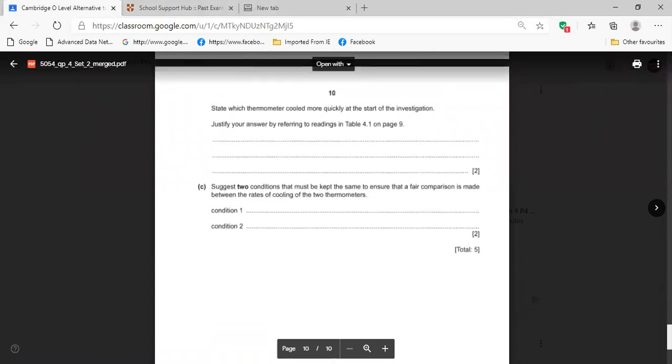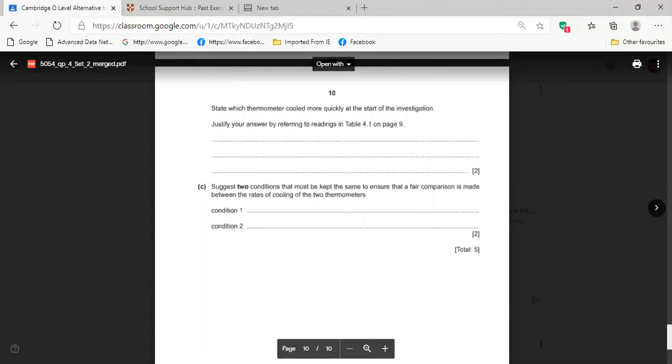Now, if you are done with this one, we can go to C, right? Abir, can you please read C? Suggest two conditions that must be kept the same to ensure that a fair comparison is made between the rates of cooling of the two thermostats. Same room temperature and start at the same time. Again, say? Same room temperature. The second one, what you said? Start at the same time. Okay, starting at the same time.